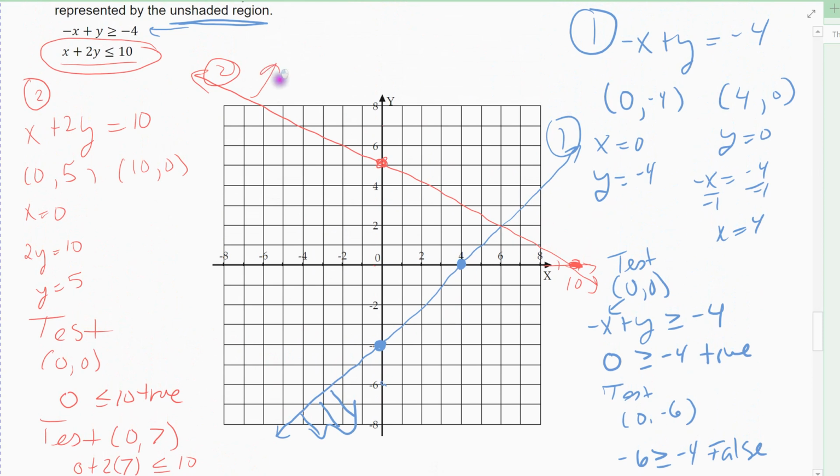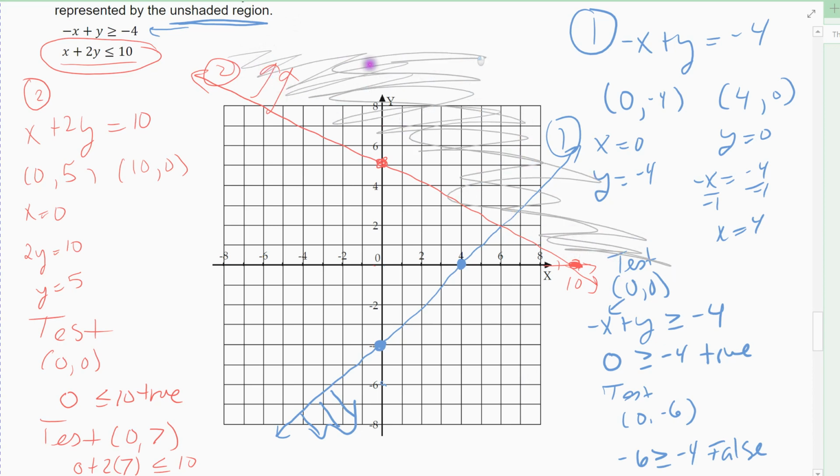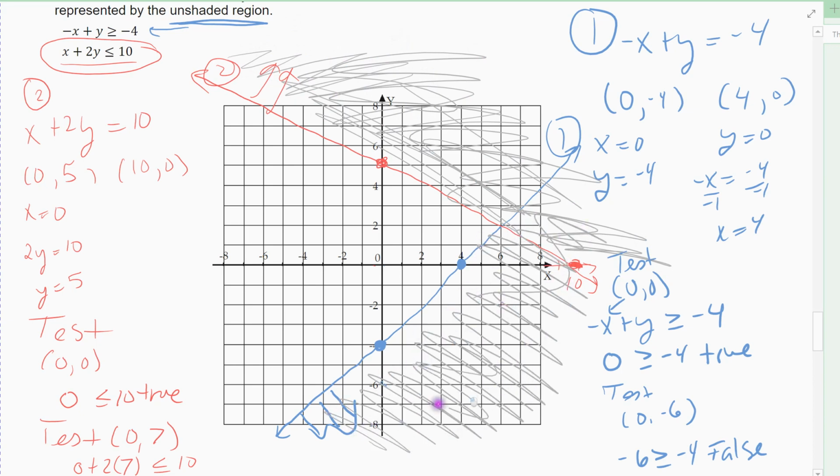So on the red one, I'm shading above it. On the blue one, I'm shading below it. And so now I'm going to go ahead and shade. Remember, these are all of the stuff I don't want. Anything on that side of my red line, and anything below my blue line, those are the false statements, right? Those are the ones that we don't want. We're blocking them out.